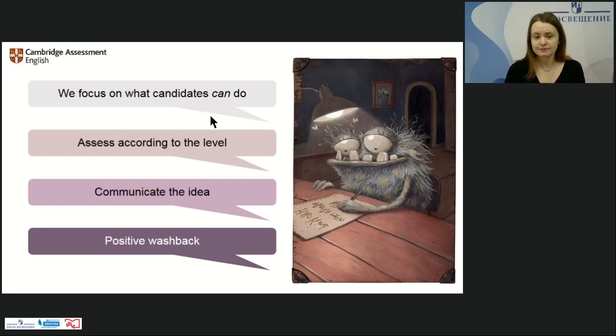And again, grammar is important, but not every time. We should be absolutely sure which tasks are focused on grammar and which are not, which are more about communication. Also, what is important when we're assessing our students is positive washback. And when I speak about positive washback, I mean that our students shouldn't be discouraged from learning English.